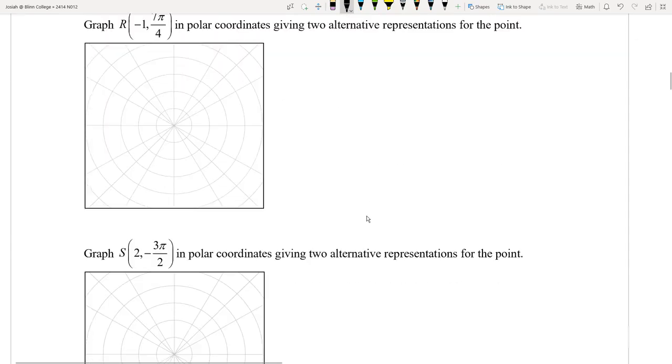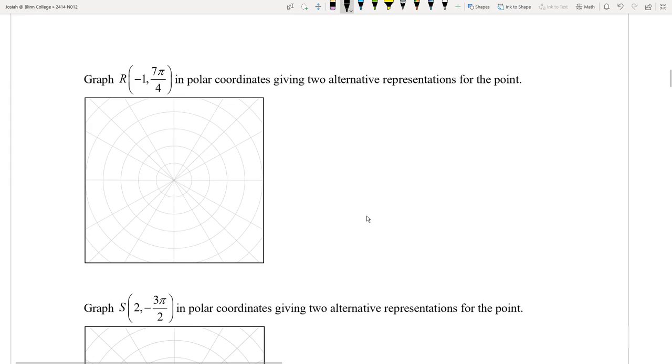Okay, and so we'll repeat that with something a little different here. We've got one that already has a negative in our radius. So we're going to be, again, on this first circle from the pole. We're going to go around 7 pi fourths. Remember, that's 1 pi fourth from a full rotation. But instead of going down this way in quadrant 4, we have a -1 up there. So we're going to jump back through the pole into quadrant 2. This will be R.